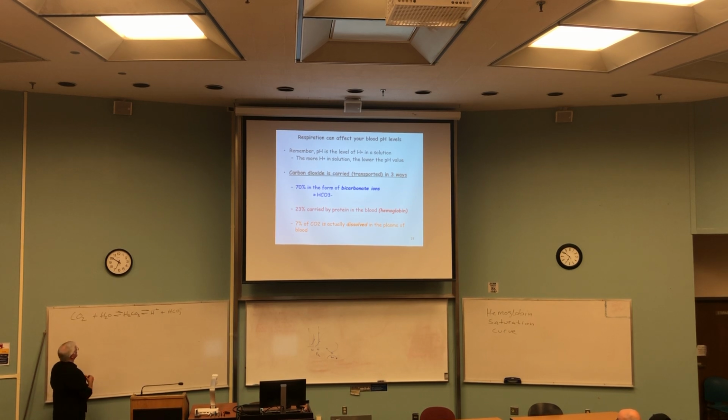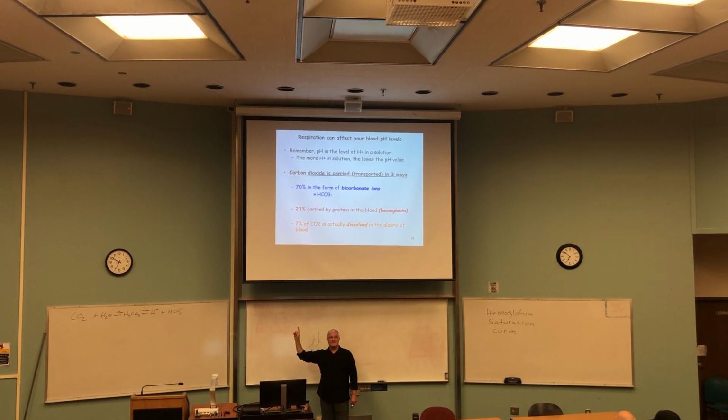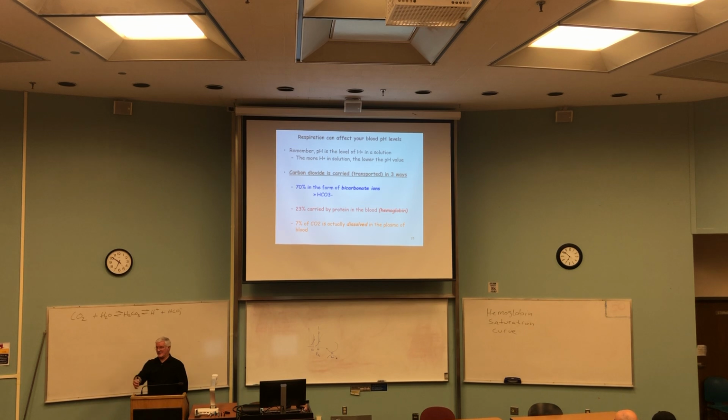So now when I look at this, I know that CO2 is fairly soluble, and roughly 7% of my CO2 is dissolved in my plasma. Do not say 7% in blood, because hemoglobin is in blood as well. You're going to get mixed up. 7% is dissolved in my plasma, because plasma is mainly water. What do I do with all that extra CO2? I need some way of being able to transport it.